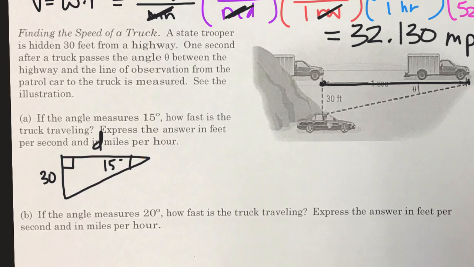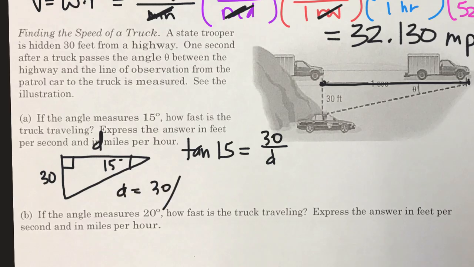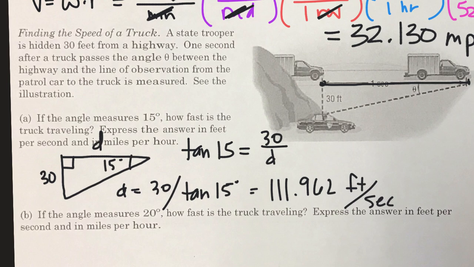Which trig shall we use? That would be the tangent ratio. So the tangent of 15 equals 30 over D. Opposite over adjacent. So that distance traveled is 30 divided by the tangent of 15 degrees, which is, let's see, 111.962 feet is how far that truck has driven. And how long did it take it to travel there? 1 second. Okay, so there's your answer in feet per second.